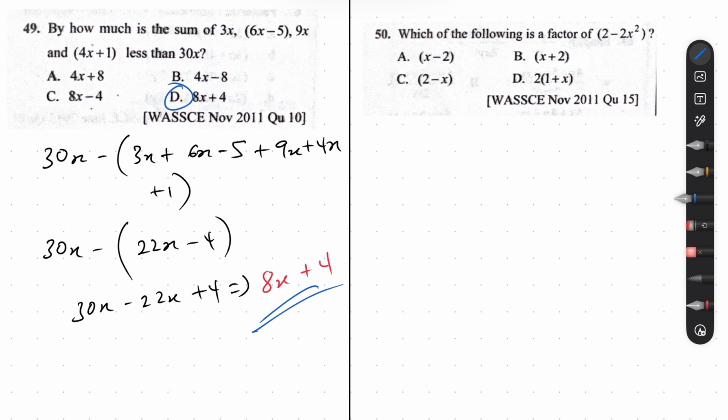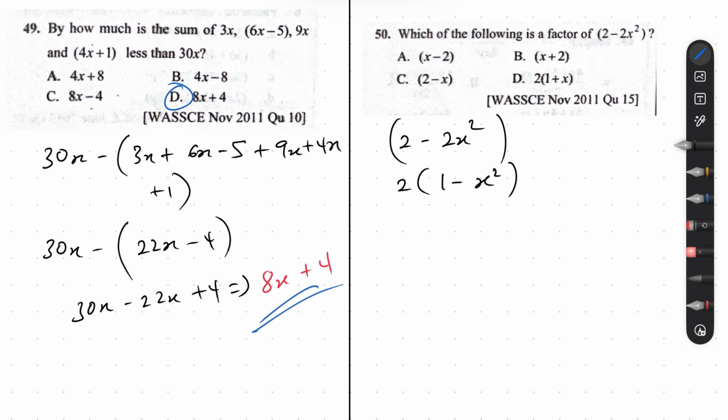It says, which of the following is a factor of this? So first we just need to factorize this and we compare. Okay, very simple. So we have 2 minus 2x squared. So this is what you have. Now what is common, we can factor 2 out, okay? Because 2 here, 2 here, we can factor 2 out. So if we factor 2 out, we need to have something like 1 minus x squared.